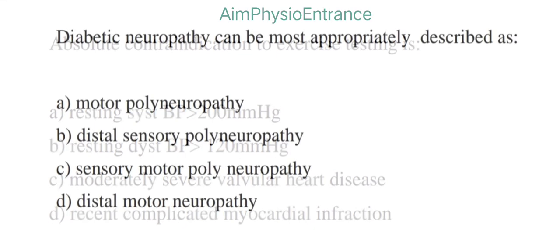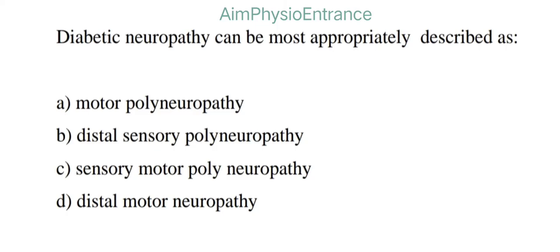Moving on to our next question. Diabetic neuropathy can be most appropriately described as A. motor polyneuropathy, B. distal sensory polyneuropathy, C. sensory motor neuropathy, D. distal motor neuropathy? And the answer is B, distal sensory polyneuropathy. Thank you.